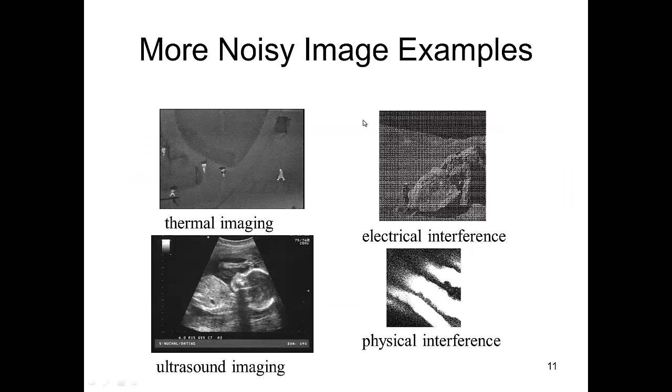There are a bunch of noisy image examples if you look in different fields, not just the medical field. For example, for the thermal image, there is also noise here. Some noise is caused by electrical interference. Some is called physical interference. For the ultrasound image, you already heard of speckle. Speckle is a sort of image noise.